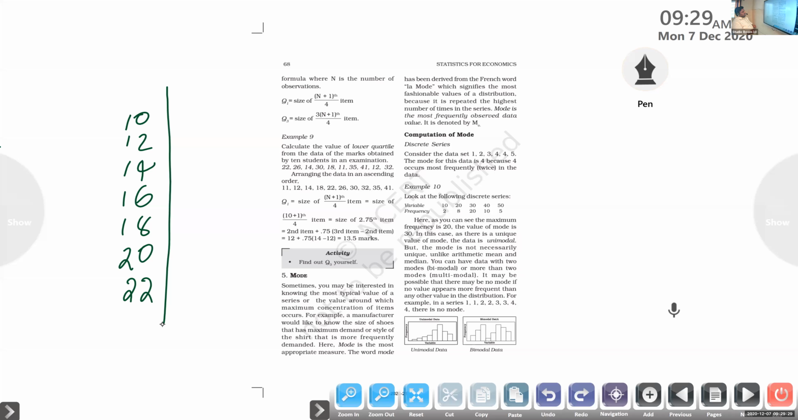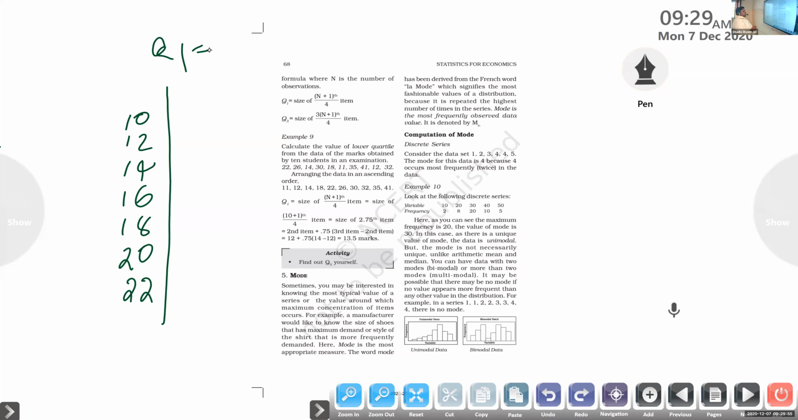What's the answer? Asking about the Q1, quartile one. What's the answer? Q1 is 2. Yeah, Q1 is a 2.